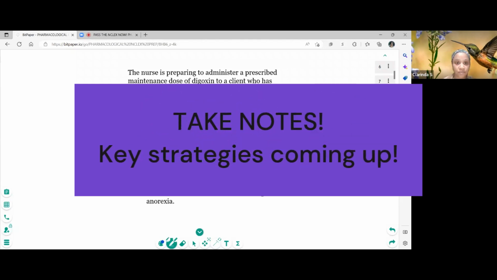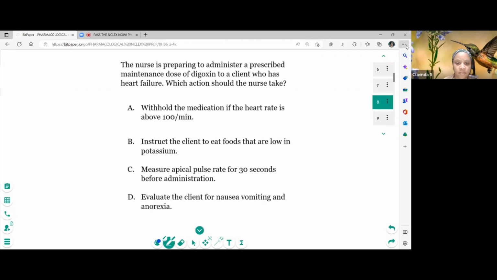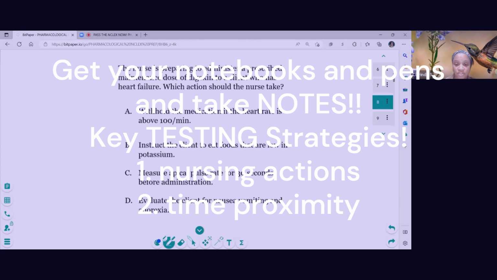So always do your 10 rights. All right, so this first question, we're preparing to administer a prescribed maintenance dose of digoxin. So that's our case event. This patient has heart failure. So digoxin is a med that's commonly used for heart failure.